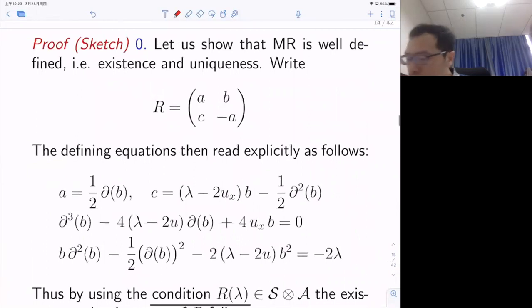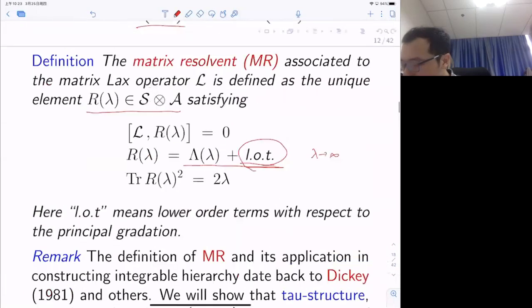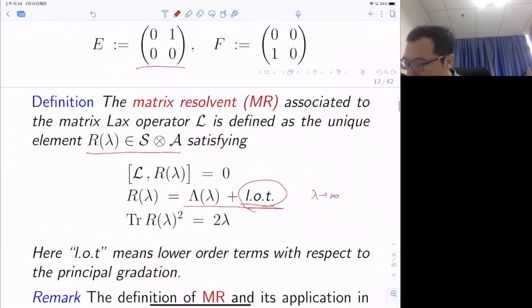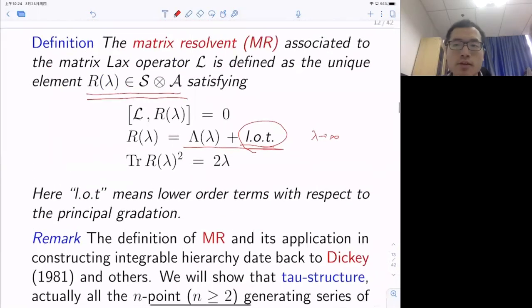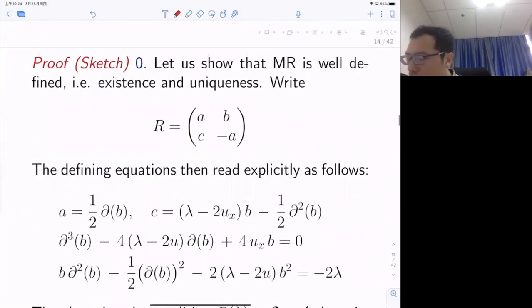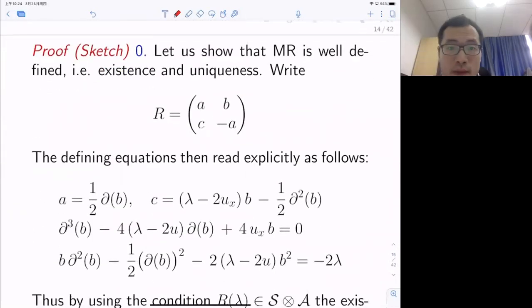The first thing is that our S is SL2C, and the matrix resolvent is in SL2C. So let's first write this R as A, B, C, minus A. It's a typical element in SL2C.